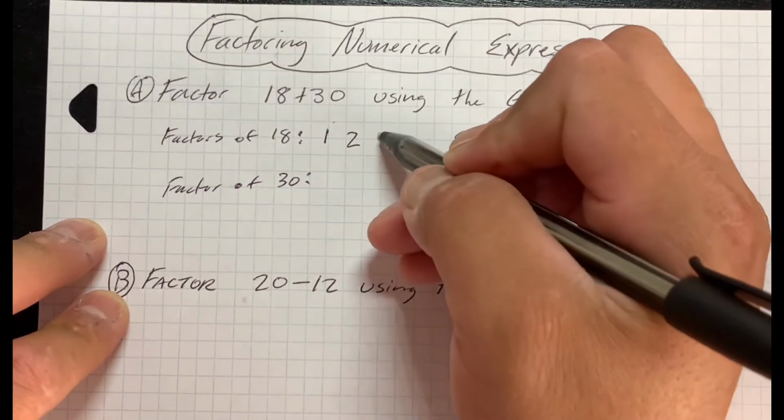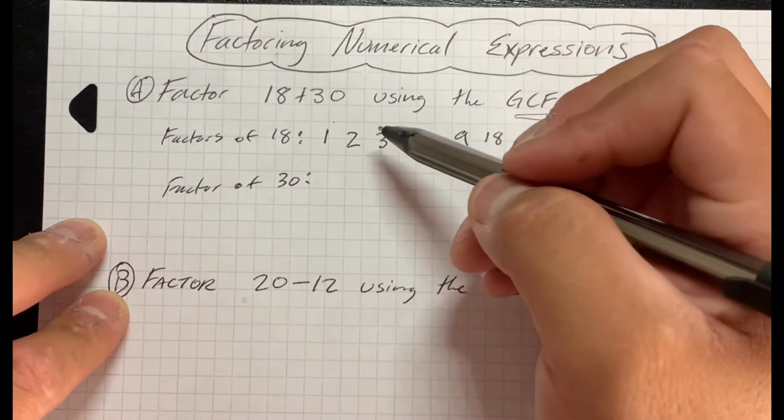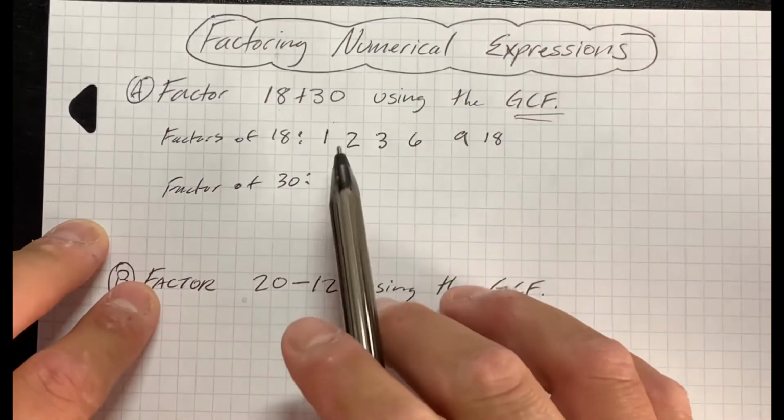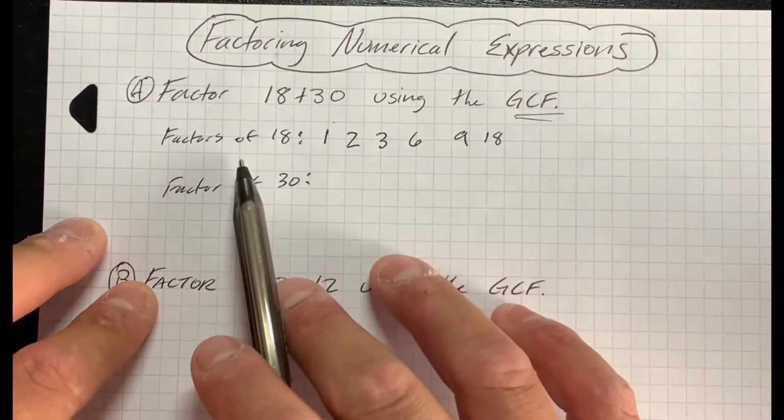Let's see here. 3 times 6 also equals 18. So again, you have 1, 2, 3, 6, 9, and 18. Those are all factors of 18.